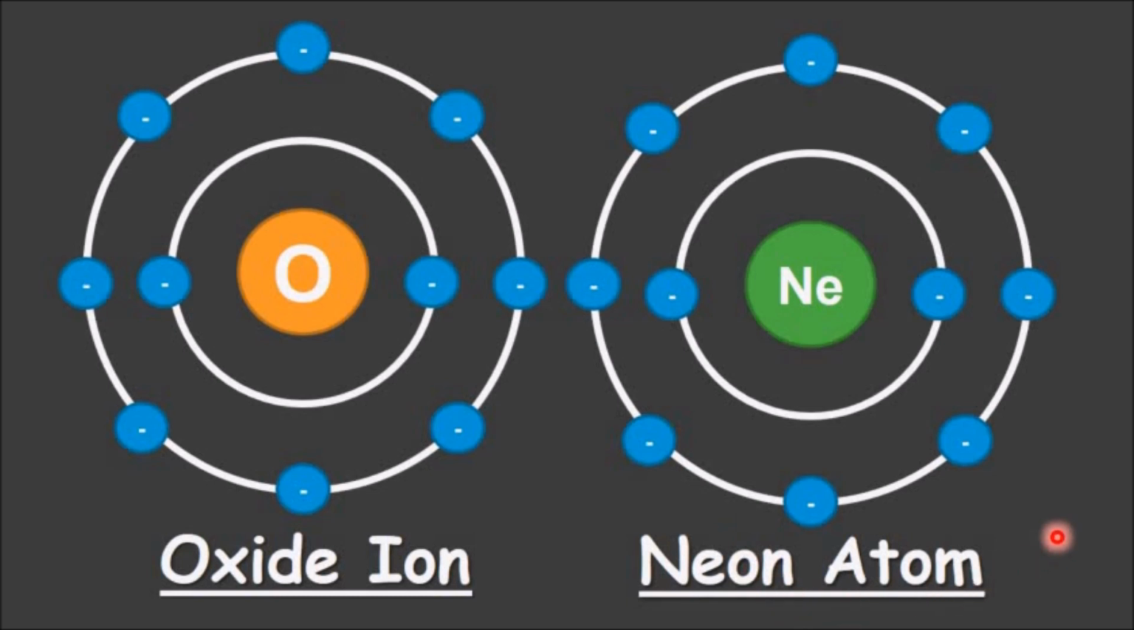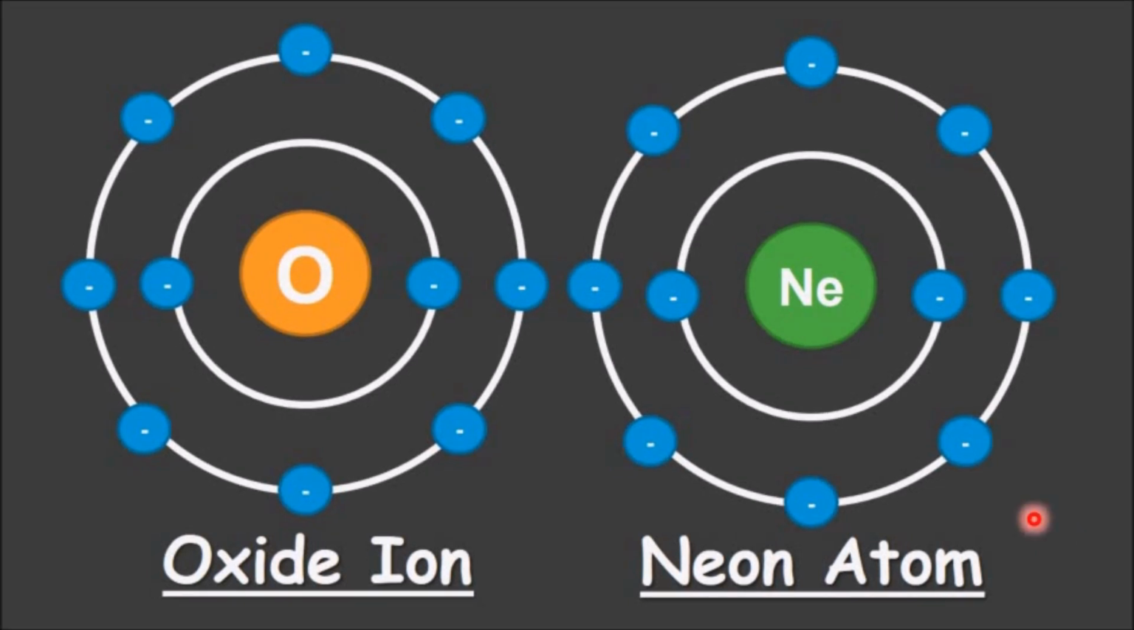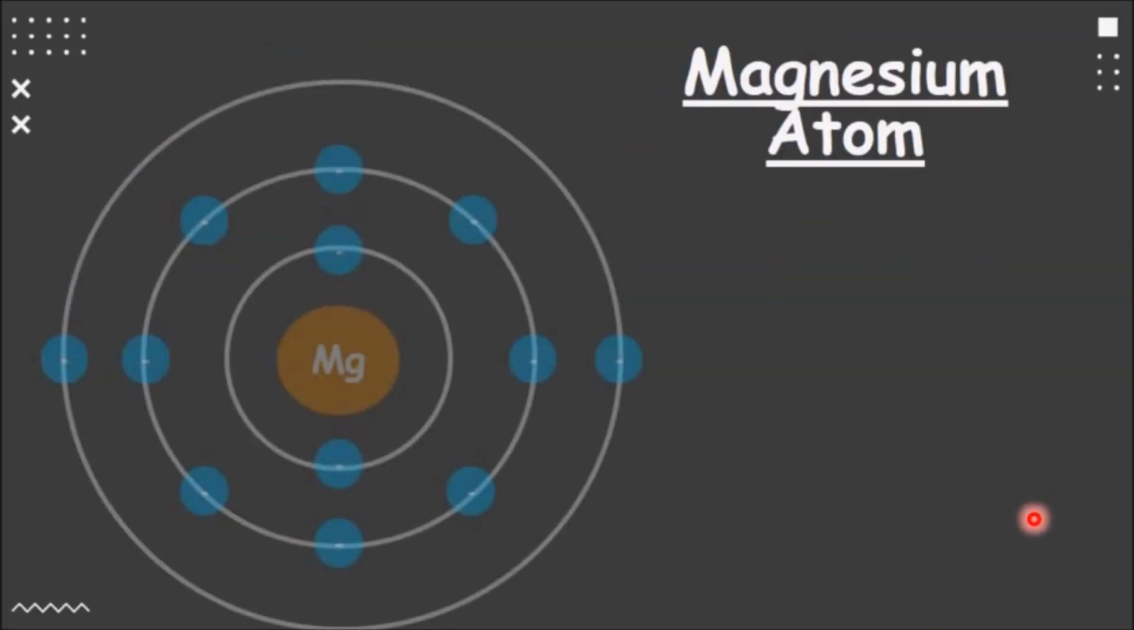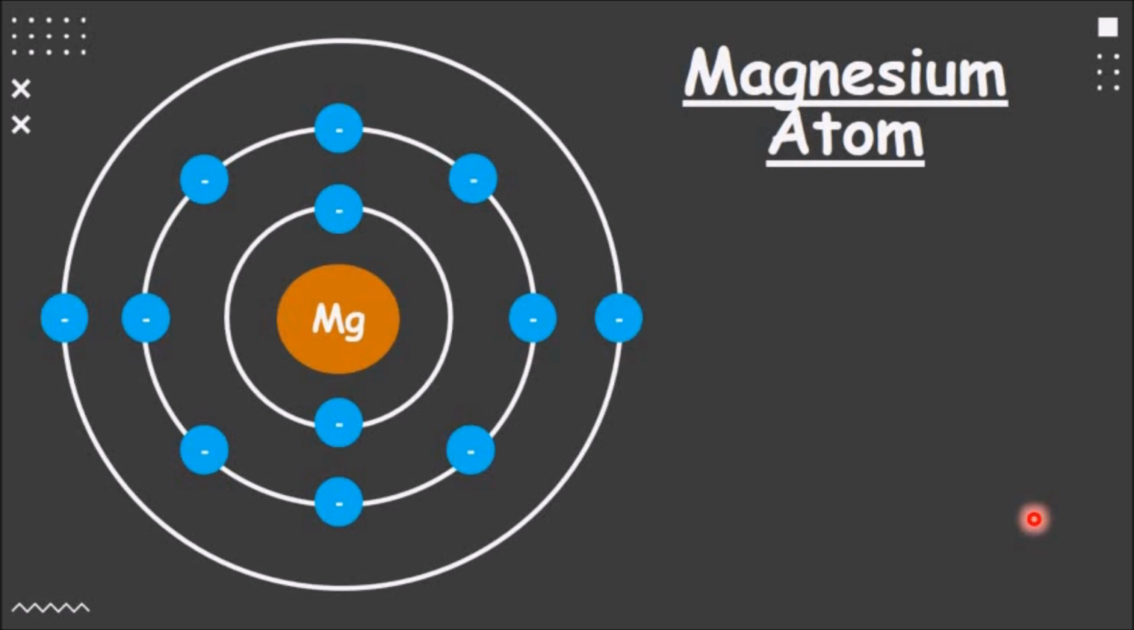Let's try answering some examples. So we have here the model of a magnesium atom. What I want you to do is to determine its charge and what type of ion it is. You're welcome to pause this video while answering the questions.